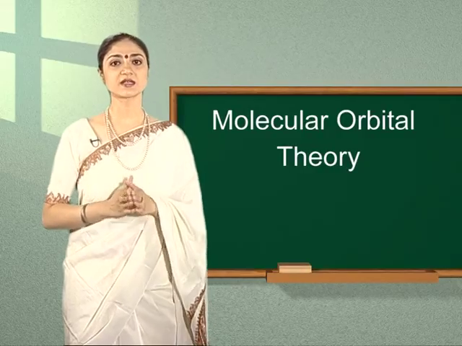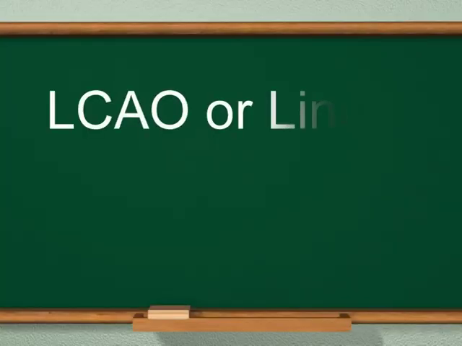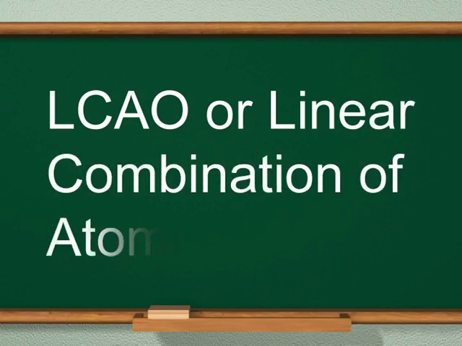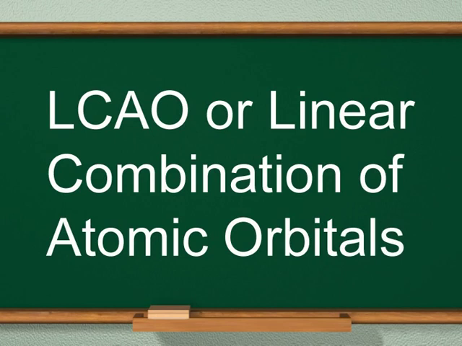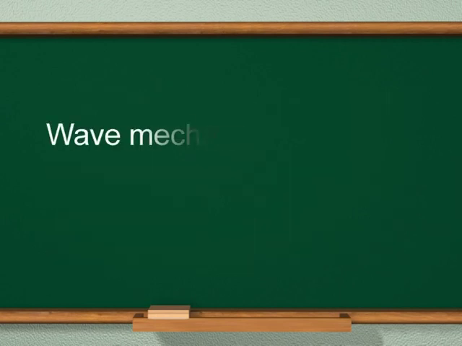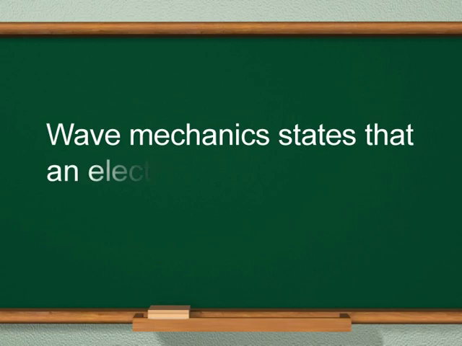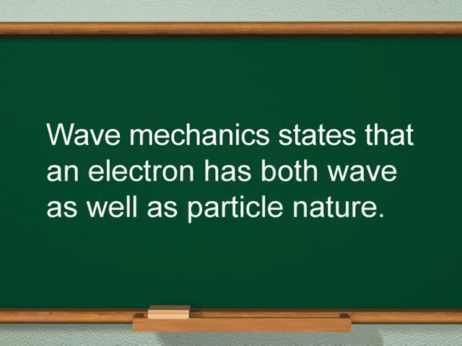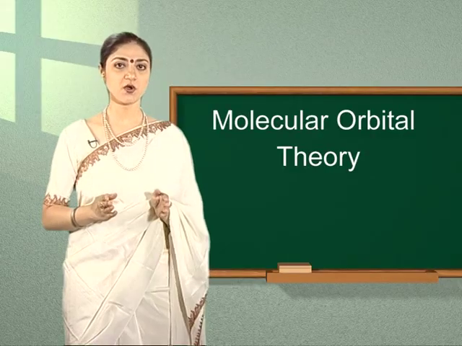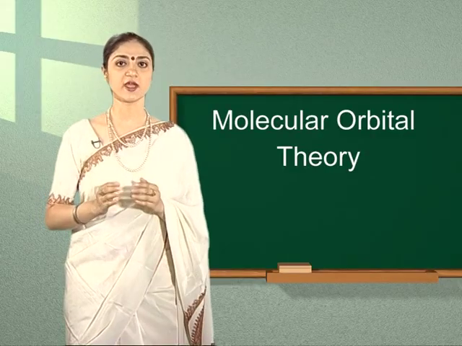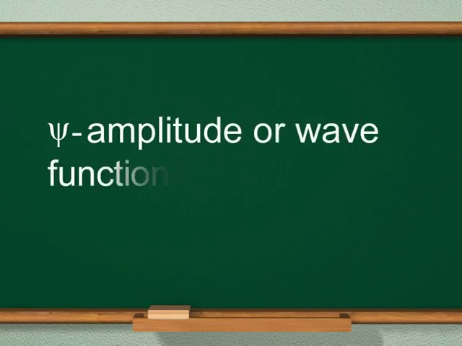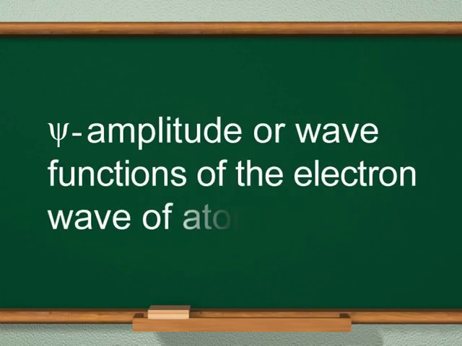Students, let us now discuss about LCAO or linear combination of atomic orbitals. Wave mechanics states that an electron has both wave as well as particle nature. An atomic orbital is an electron wave. Psi represents the amplitude or wave function of the electron wave of atomic orbital.